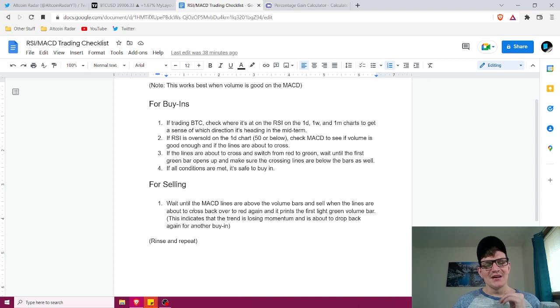All right, so selling is pretty easy. It's pretty self-explanatory. You're still using the MACD. But what you want to do is wait until the MACD lines are above the volume bars and sell when the lines are about to cross back over to red again and it prints the first light green volume bar, okay? This overall, you guys, indicates that the trend is losing momentum and is about to drop back again for another buy-in, okay?